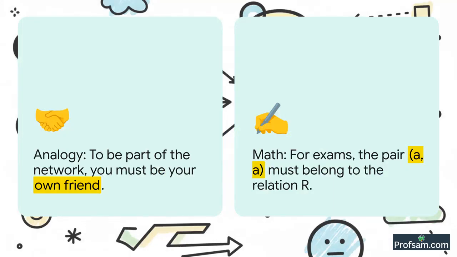So what is this self-check? It just means that for a network to be valid, every person must be connected to themselves, kind of like being your own follower or your own friend. And if you look on the right, you'll see how this simple idea translates directly into the math you need for your exams. The ordered pair (A, A) has to be part of the relation R.